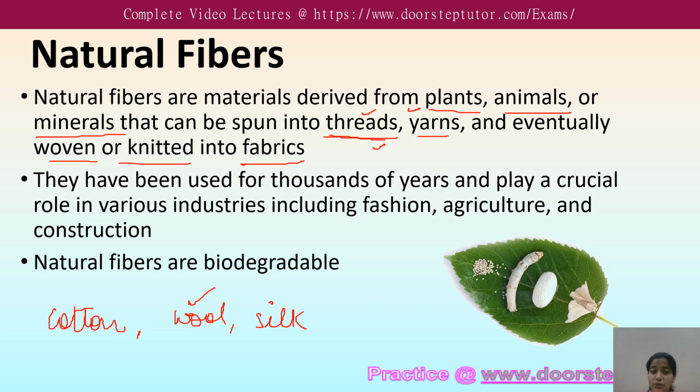They have been used for thousands of years and they play a very crucial role in various industries like definitely fashion, then agriculture and construction. So it's not that natural fibers are only used for apparel or only used for fashion or only used for our dresses. They are also used for a lot of agricultural practices and they're also used for construction. Now, when we talk about natural fibers, they are biodegradable, means they get degraded in nature, right? So they don't cause any kind of pollution.